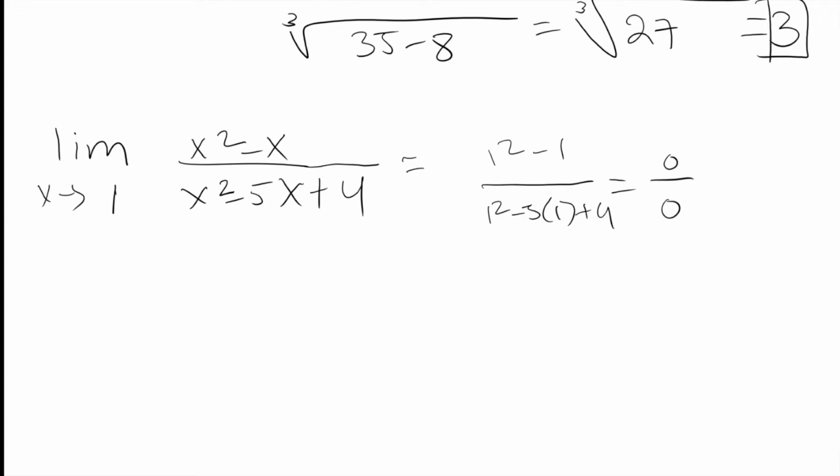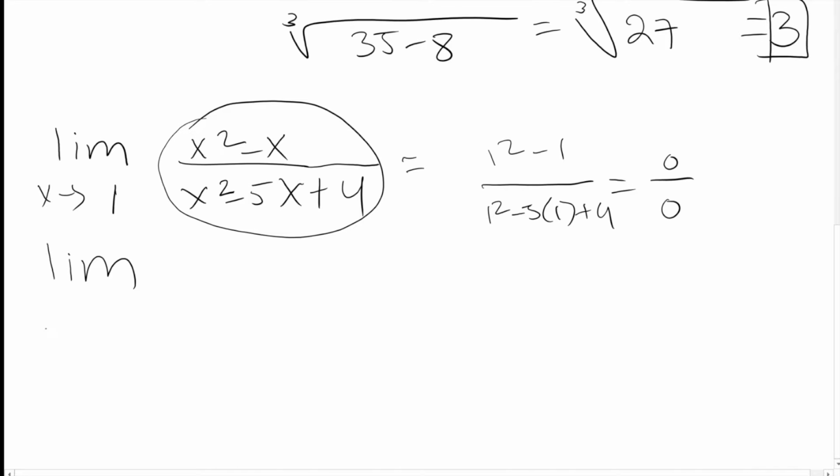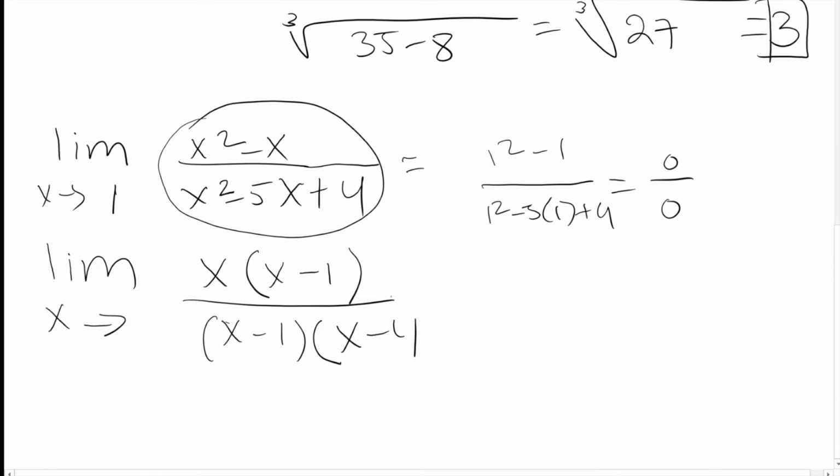When this happens, you should take a look at the function and see if we can simplify it a little bit so we don't get 0 over 0. So let's go ahead and factor the top and the bottom of this function. As x goes to 1, the top becomes, let's factor out an x, x times x minus 1. Let's factor the bottom: we get x minus 1 times x minus 4. Now the x minus 1 from the top and the x minus 1 from the bottom cancel out. We're left with x over x minus 4.